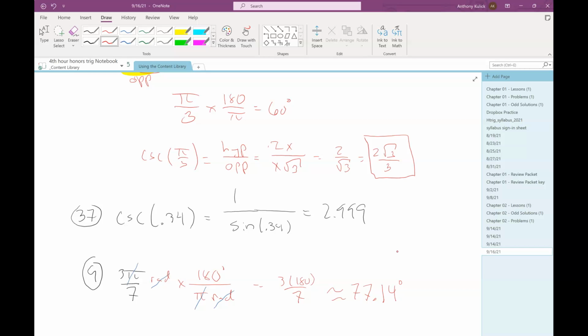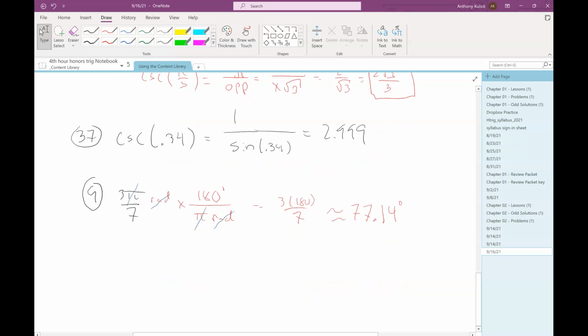Kaylee? When you're converting from degrees to radians, does it matter if we put our answer in terms of decimals or terms of pi? It would just depend on what the directions are asking for. Okay, and then could you show us how to get your answer in terms of pi? I can show you how to take the degrees and write it in terms of pi.